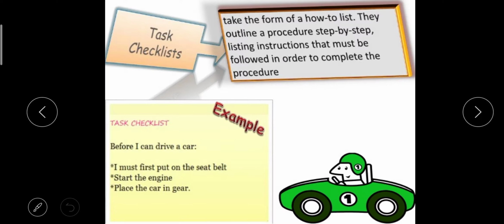The first one is the task checklist. It takes the form of a how-to list. It outlines a procedure step by step, listing the instructions that must be followed in order to complete the procedure. Example: before I can drive a car, I must first put on the seat belt, start the engine, and place the car in gear. So these are the step by step statements. Before starting the procedure, you have to check it. That is called a task checklist.